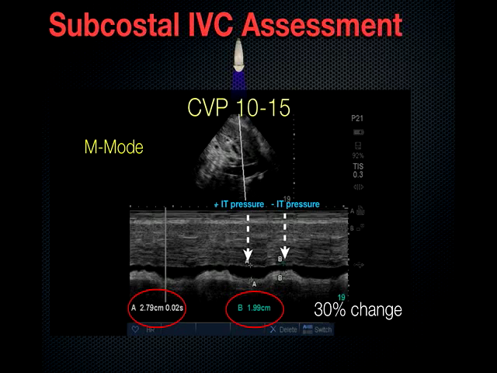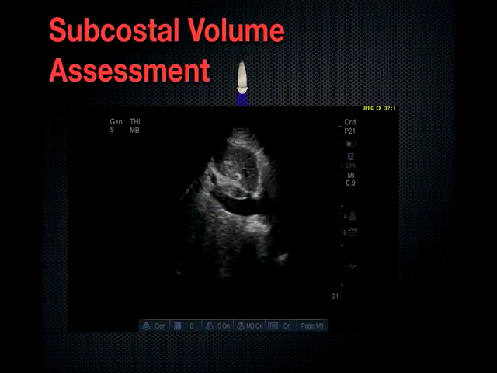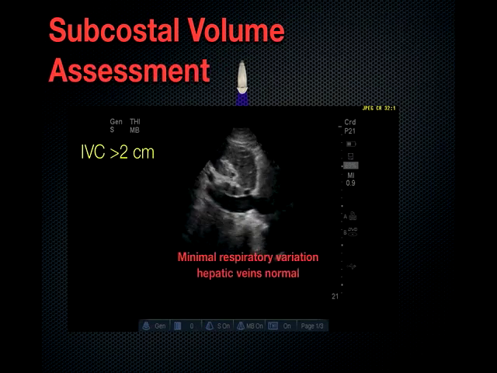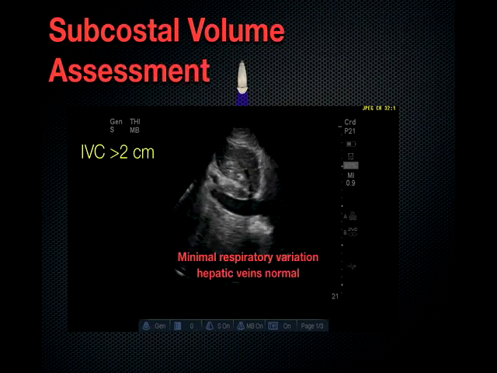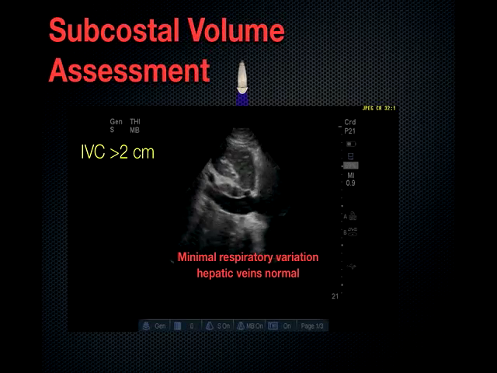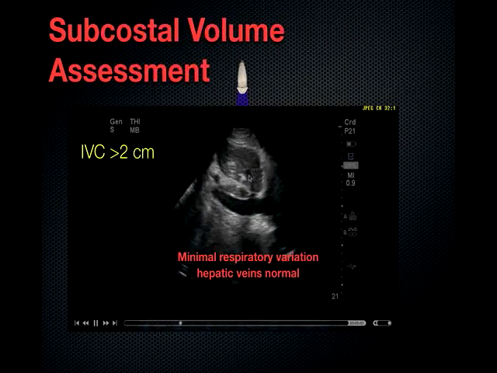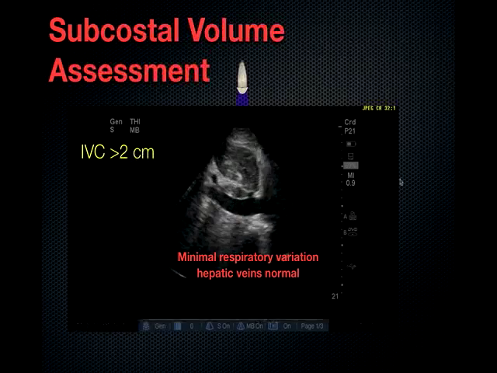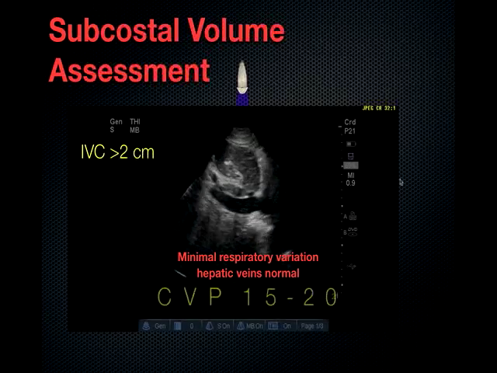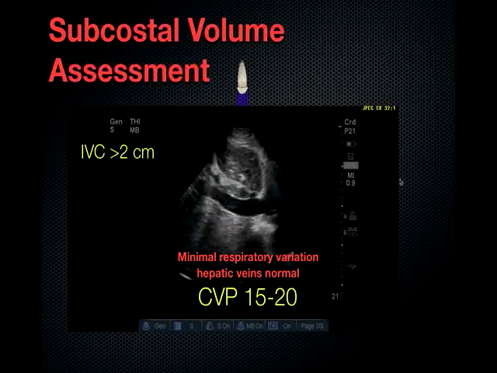In that case, we have a greater than 2 centimeter IVC with less than 50% collapse. Now, CVP would be estimated at 10 to 15. Again, that doesn't necessarily say whether this patient is going to be volume responsive or not. Some other measures will need to happen. Here's an example of an IVC that's plethoric with very little respiratory variation. But the hepatic vein, this first hepatic vein right here, is not distended. So here's a CVP in the high teens to 20.